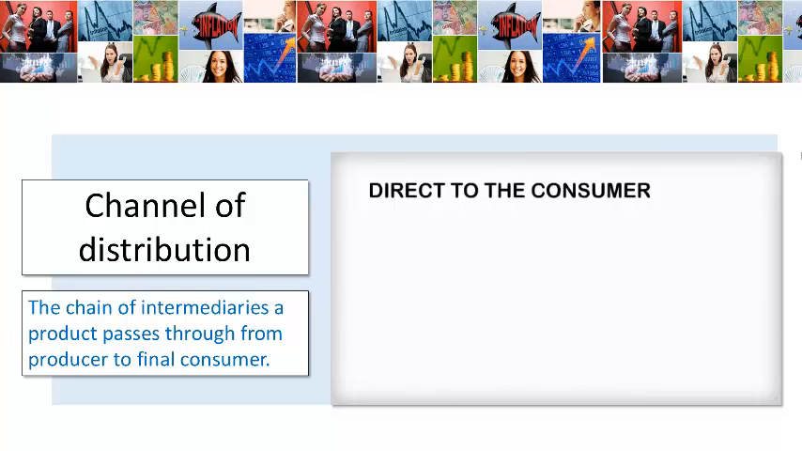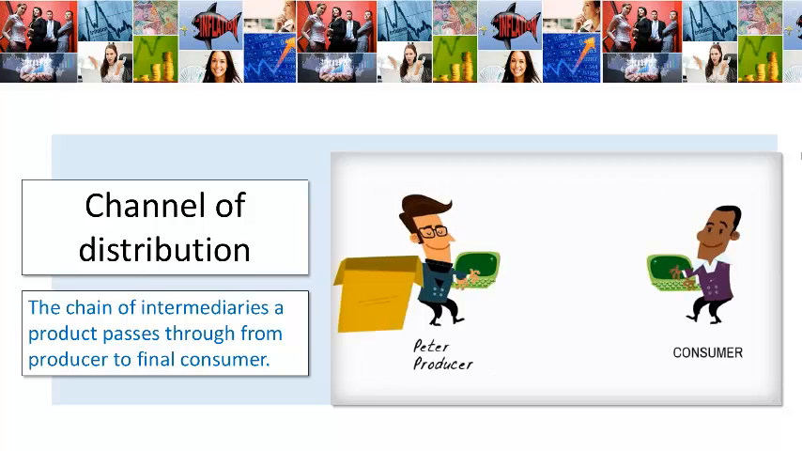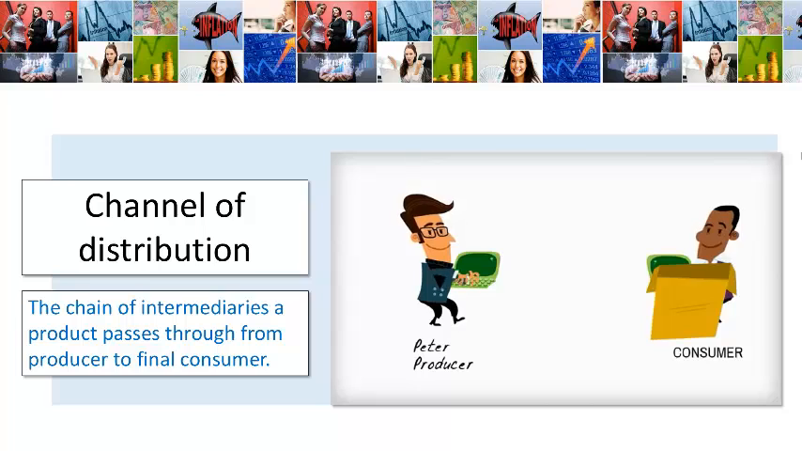Firstly, direct. Niche products with relatively low volume sales are often sold direct. Direct sales could be made online, through mail order, or through shops owned by the manufacturer. Businesses selling direct do not rely on shops or other intermediaries to sell their product. Well-known examples of businesses that sell direct to the consumer are Direct Line, Insurance, and Dell, Computers.